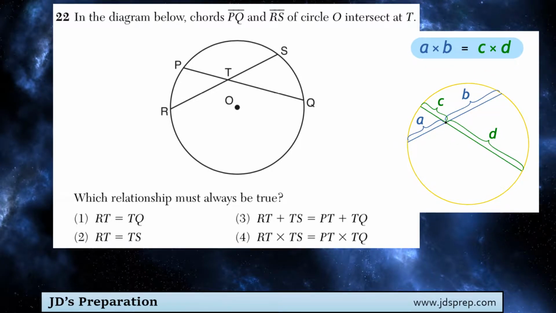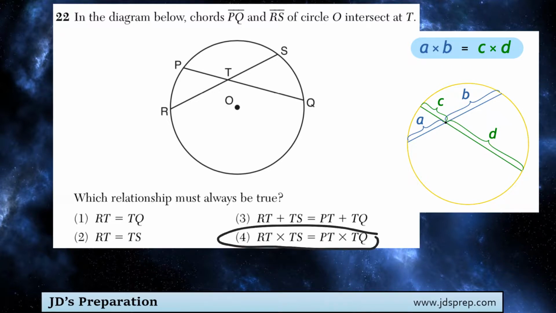So you can see in the diagram, the intersecting chords theorem tells us that if we were to multiply the A distance and the B distance together, that will always be equal to the C distance multiplied by the D distance. And that's exactly what our fourth option here is showing us, that if we took the line RT and multiplied it by TS, we would get the same number as if we were to multiply PT by TQ. So that is our correct answer.